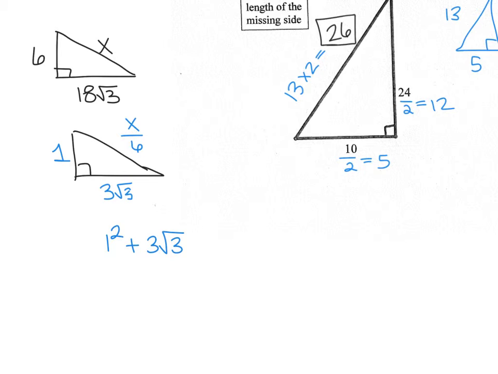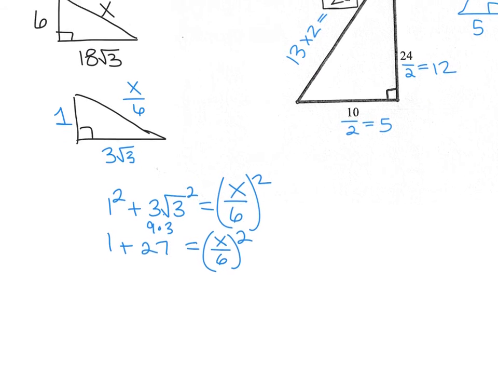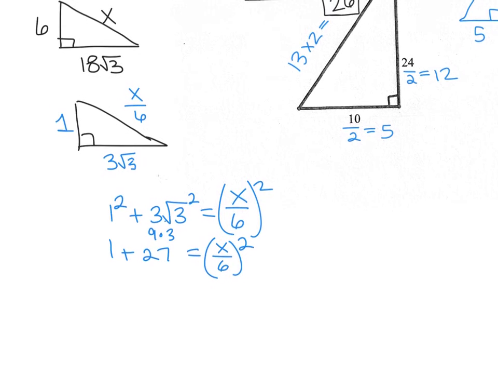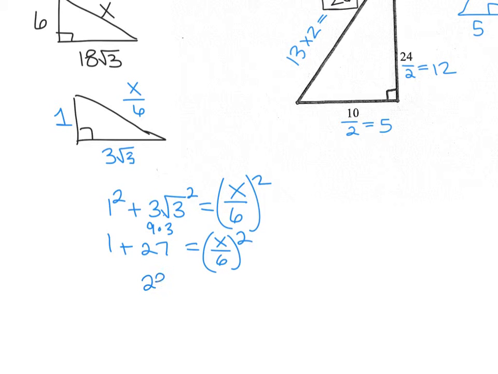So we'd have 1 squared plus 3 root 3 squared equals x over 6 squared. And this might look a little scary, but we actually don't ever square this. I'll show you what happens. So 1 squared is just going to be 1. 3 root 3 squared, well, 3 squared is 9, and then the square root of 3 squared would be 3, so we get 27. That equals x over 6 squared, and we're not going to square that. What we're going to do is we're going to add 1 and 27 to get 28. That's equal to x over 6 squared.